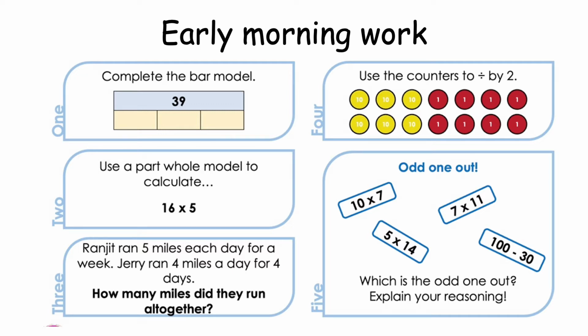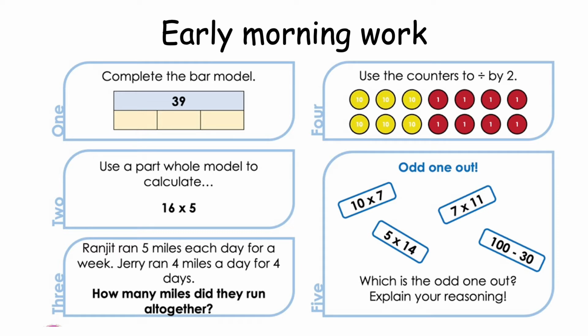Okay then, let's go through the answers. So number 1, complete the bar model. So I've got 39 is the total of the 3 parts. So my calculation would be 39 divided by 3. So how many 3's in 39? I know 10 3's are 30 and 3 3's are 9. So each part would be 13.